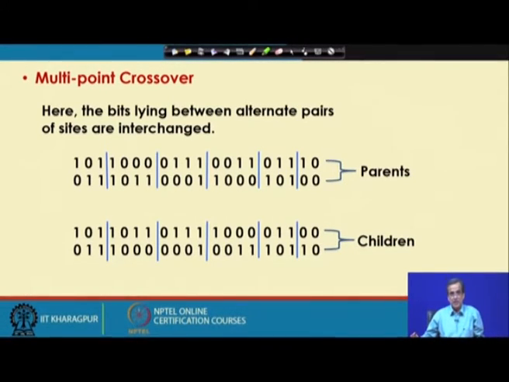Now, here as we select a number of crossover sites at random, there is a possibility that there will be some sort of diversification in the children's solution compared to the parent solutions. Now, this is actually the merit or the plus point of the multi-point crossover in comparison with the single point crossover. So, this particular crossover operator is more efficient, particularly for problems having a large number of variables.